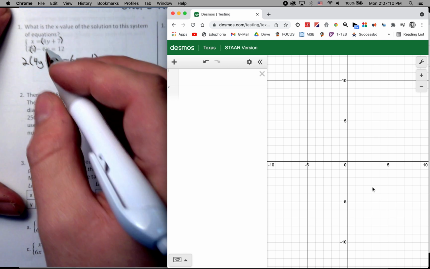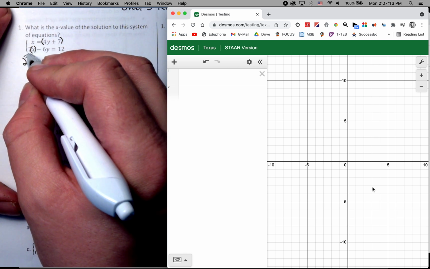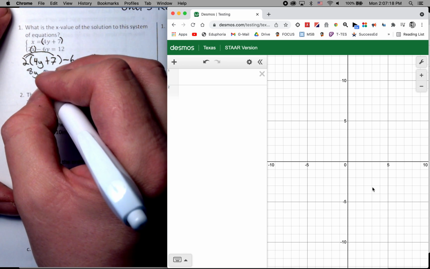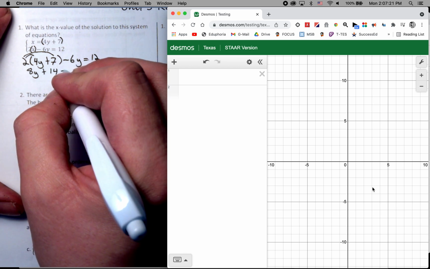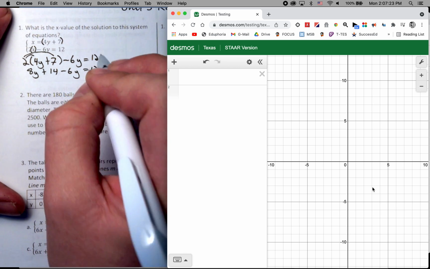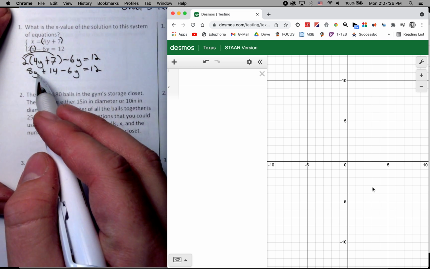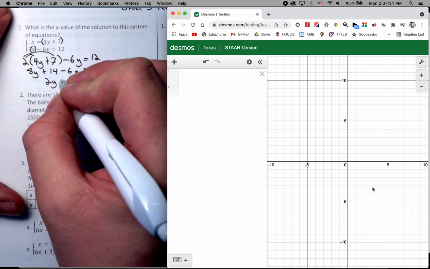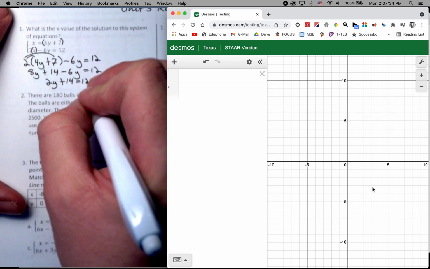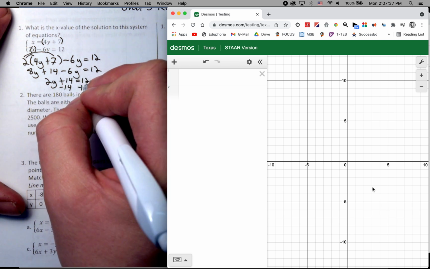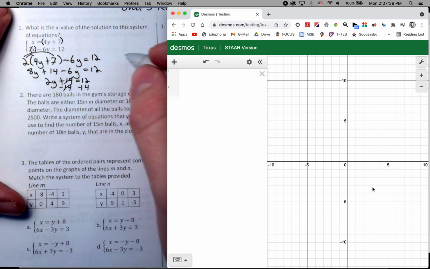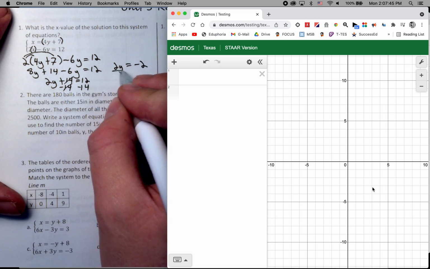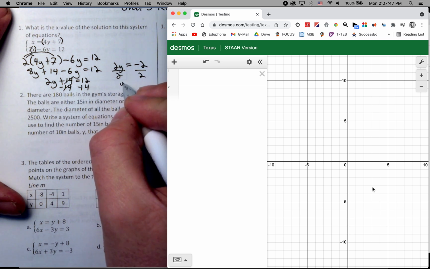Okay? And now I'm going to distribute the 2. 2 times 4y is 8y. 2 times 7 is positive 14. And I haven't done anything with the minus 6y or the equals 12, so I'm just going to bring those down. I'm going to combine like terms. So 8y minus 6y gives me 2y, and then plus 14 equals 12. Subtract 14 from both sides because I have to do SADMEP. 14 minus 14 is 0. I get 2y equals negative 2. And then finally, divide both sides by 2, and y gives me negative 1.